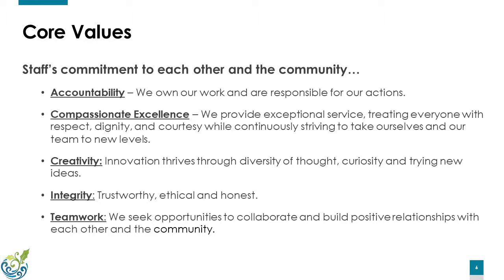1, accountability. We own our work and are responsible for our actions. Next, compassionate excellence. We provide exceptional service, treating everyone with respect, dignity, and courtesy, while continuously striving to take ourselves and our team to new levels.